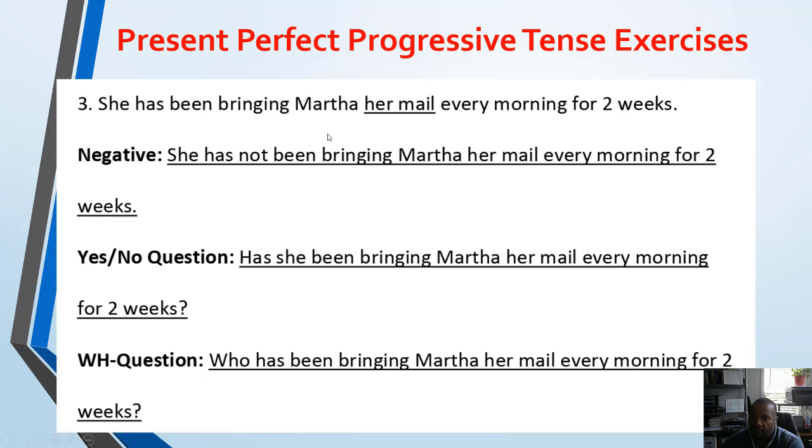And then number 3, finally, the negative. She has not been bringing Martha her mail every morning for 2 weeks. Yes, no question. Has she been bringing Martha her mail every morning for 2 weeks? And then the WH question that I chose was who has been bringing Martha her mail every morning for 2 weeks? Okay, so those are my answers. Hopefully we got something similar.